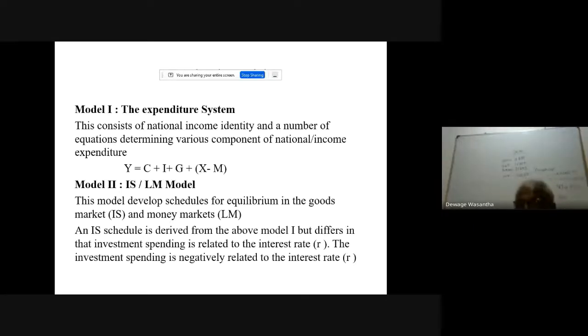Model 1, the expenditure system. This is a very familiar system. This consists of the national income identity and a number of equations determining various components of national income.